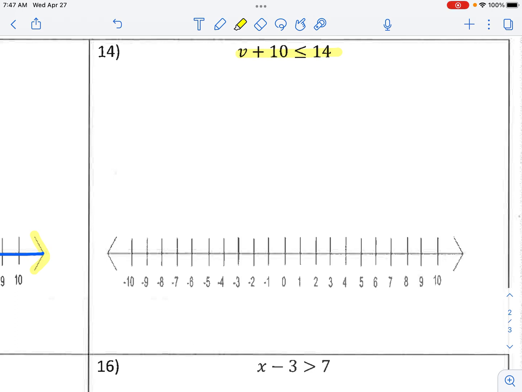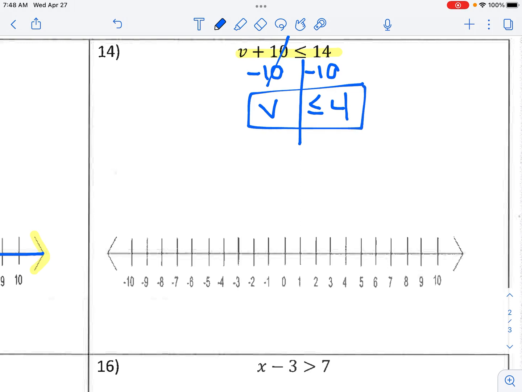V plus 10 is less than or equal to 14. Find your inequality and draw your mirror. Do the inverse operation. So we're going to do minus 10 on the left and minus 10 on the right. 10 minus 10 is 0, so those cancel. V is less than or equal to, check your math on the right side, 14 minus 10 is 4.